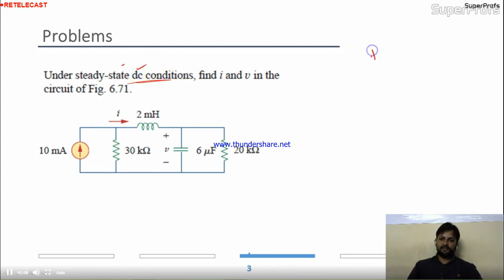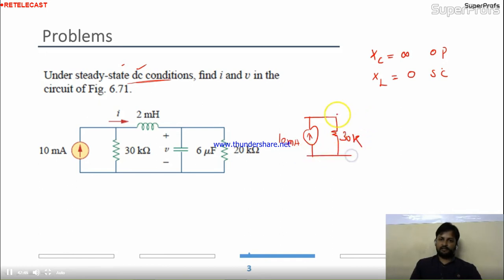Again, for the DC condition the capacitor is nothing but infinity, and the XL is given as 0. This is short circuit and this is open circuit. So replace it, please. So your resultant circuit is this 10 milliampere source connected with 30 kilo ohm in parallel. Okay, fine. This is short circuited, open circuited, and this is 20k. Now we have to calculate the current.